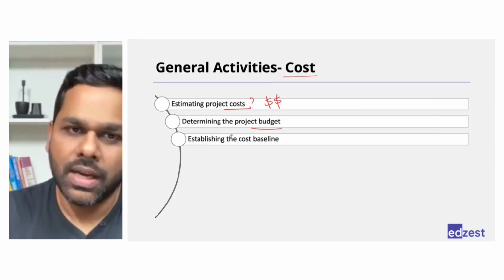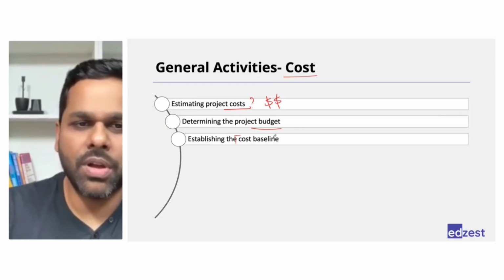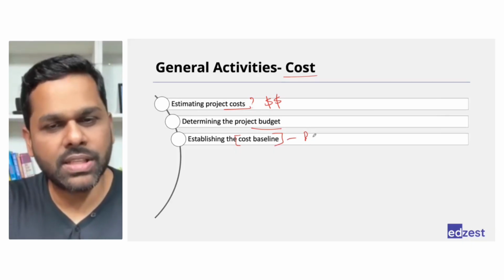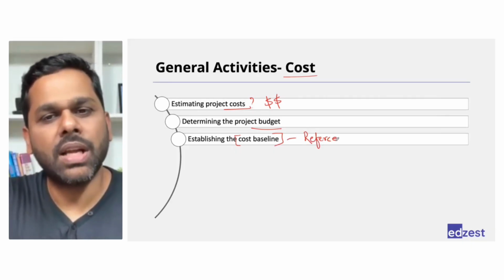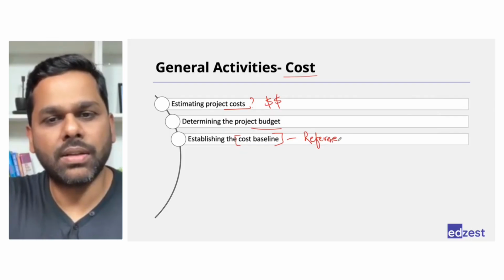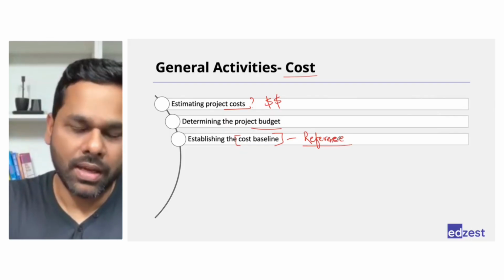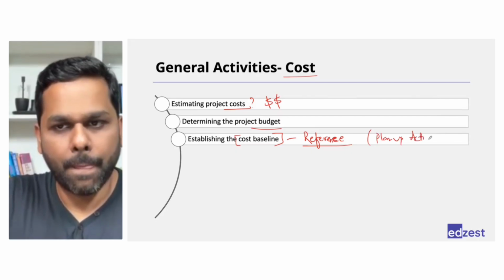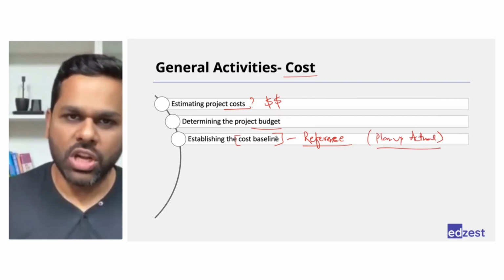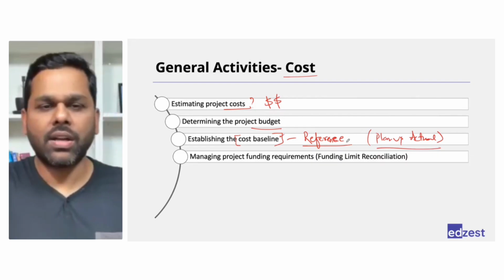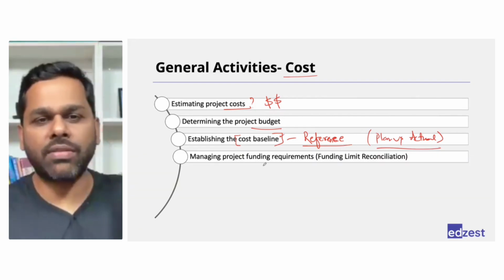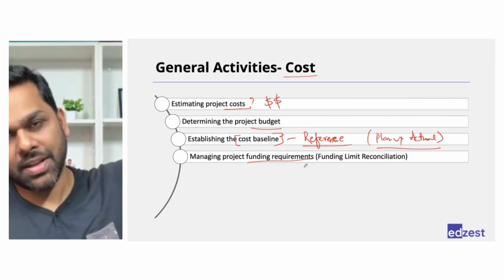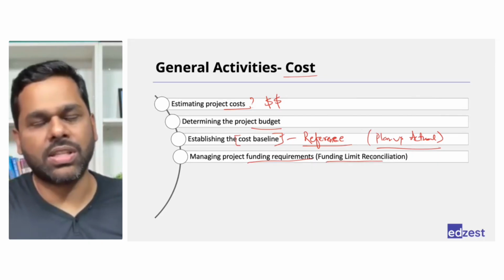Once you know the budget, take a sign off on that. It will become your cost baseline, which is again your reference. Whenever the team completes the work, check how much they have spent in the project, compare it with plan. Right? So cost baseline becomes your plan. After that, you need to ensure that you have the funding available throughout the project. Right, which is called funding limit reconciliation.